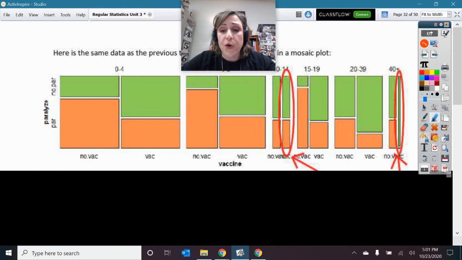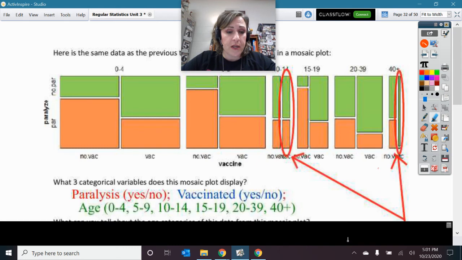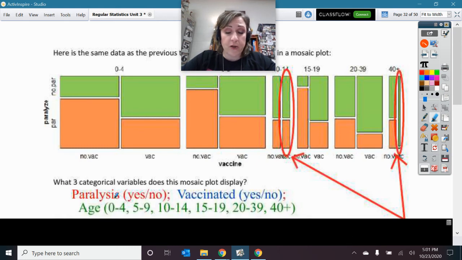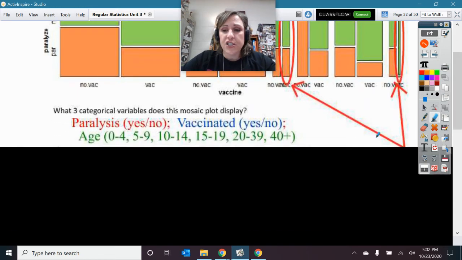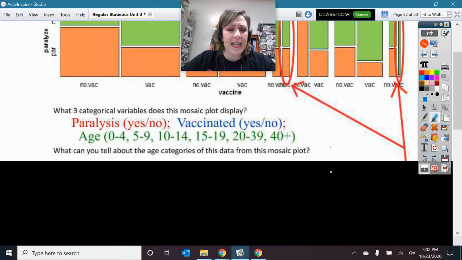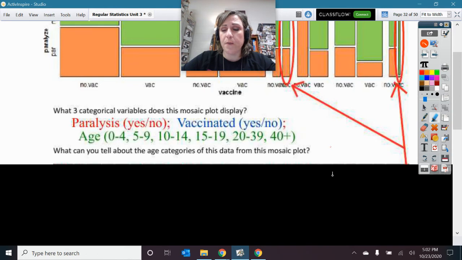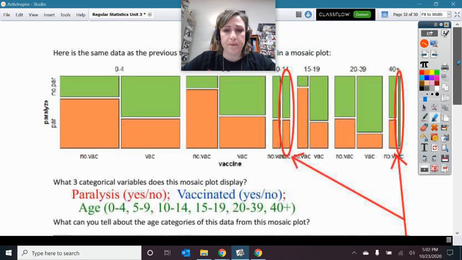Okay, so let's take a look at some questions. That was the first question. The three categories are paralysis, yes or no, vaccinated, yes or no, and then your age categories. So next, what can you tell about the age categories from this mosaic plot?